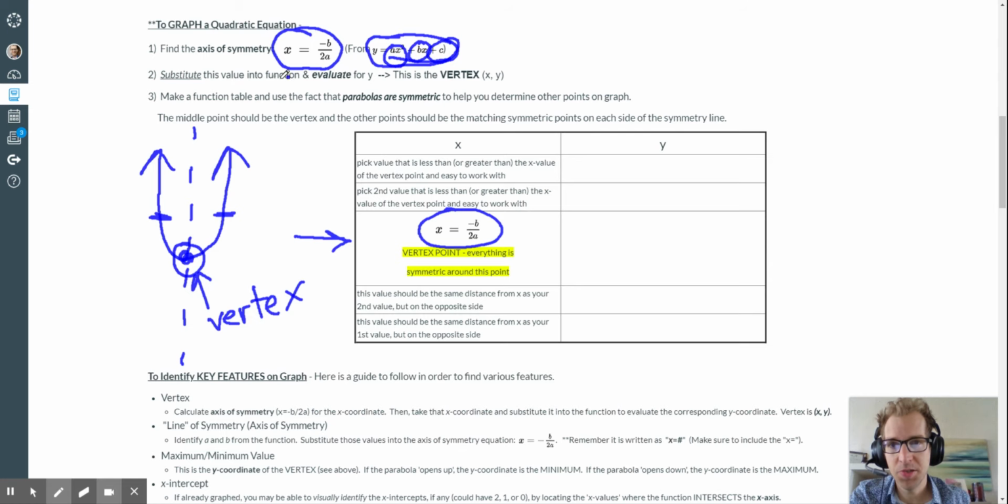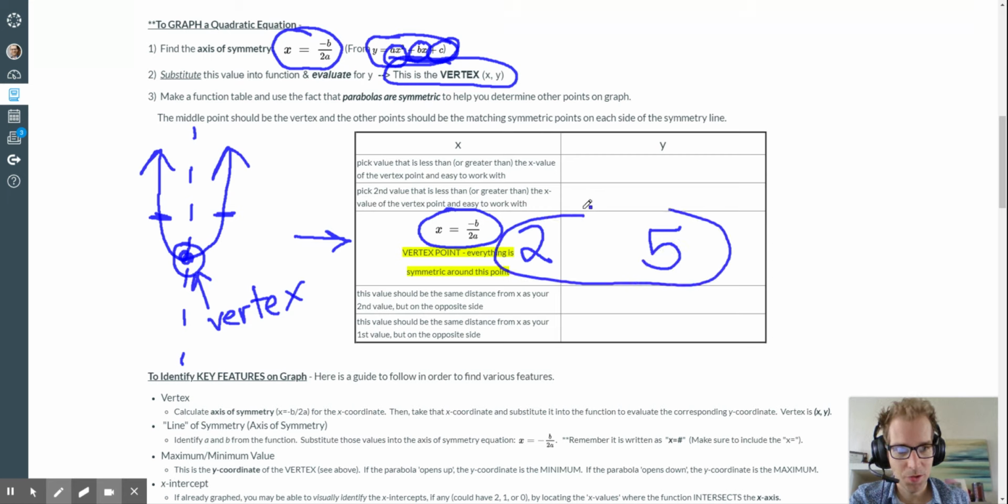All right, then you substitute this value into the function, evaluate for y, kind of like what we talked about above. That would give you the vertex, right, the x comma y, and that number would go here. Let's say we got 2 to be our vertex. We plugged it in, we got 5, for example, or whatever. That y value would go over there, okay? And once again, that's in the middle of our t-chart.